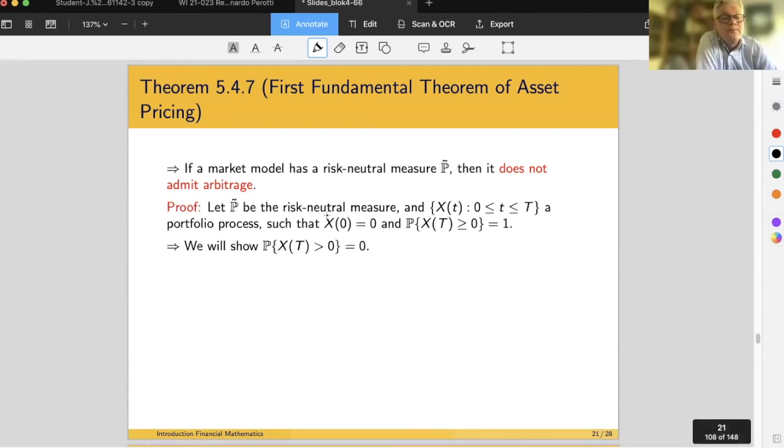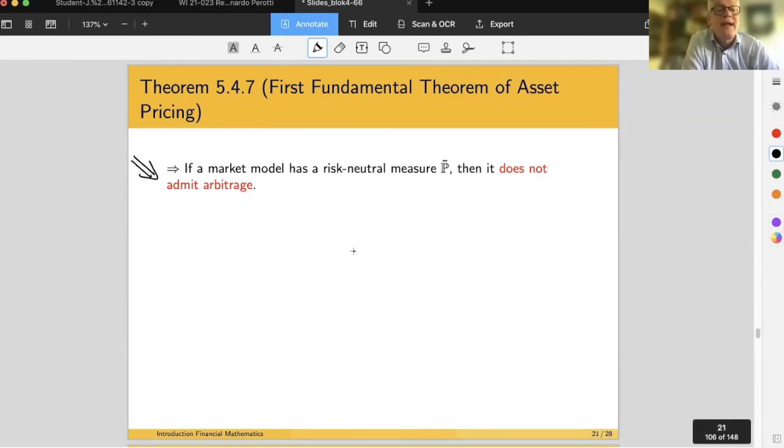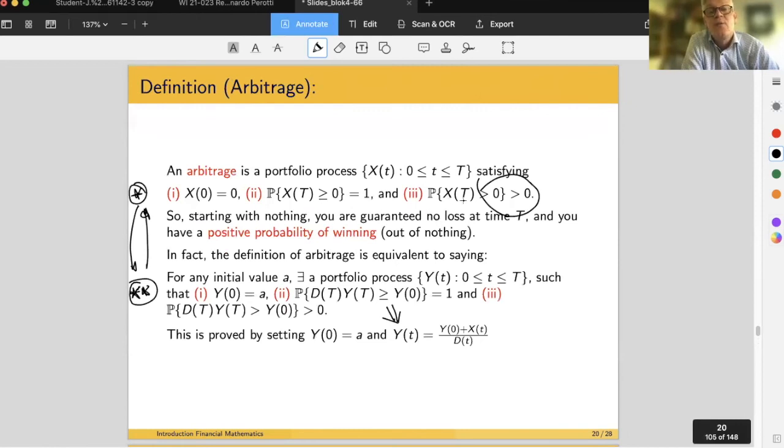Then we will show that the probability of x at final time being greater or equal to 0 should be equal to 0. So the fact that there's a 0 here is the notion of no arbitrage. When there's greater than 0 here, and let's look back at the definition, when there's a greater than 0, we are in the setting of an arbitrage opportunity.